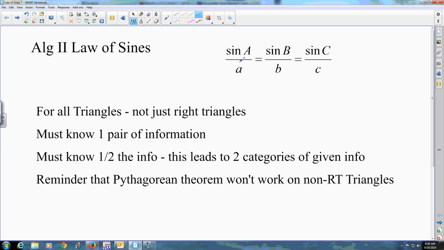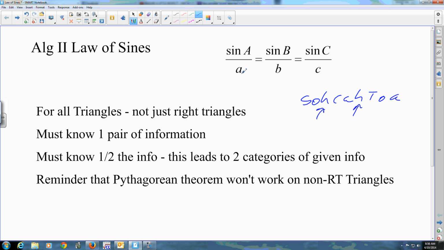What the law of sines does for you is it lets you solve non-right triangles. Remember, SOHCAHTOA only works on right triangles because it relies on having a hypotenuse. In non-right triangles, you don't have a hypotenuse, so you have to use the law of sines. Law of sines will work on any kind of triangle, but regular old SOHCAHTOA will only work on right triangles.